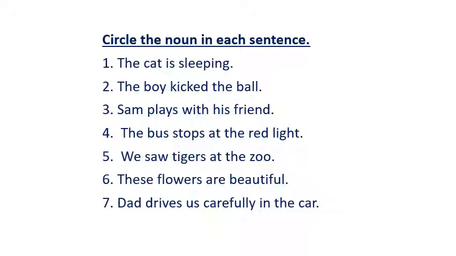You have to circle the noun in each sentence. What do you have to do? To circle the noun. Okay, you all know noun. Noun is a name of a person. It's a name of a place. It's a name of an animal or a thing. Person, place, animal, thing. Now, I'll read it for you.